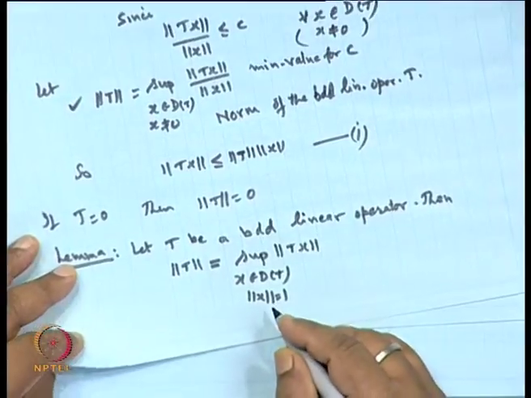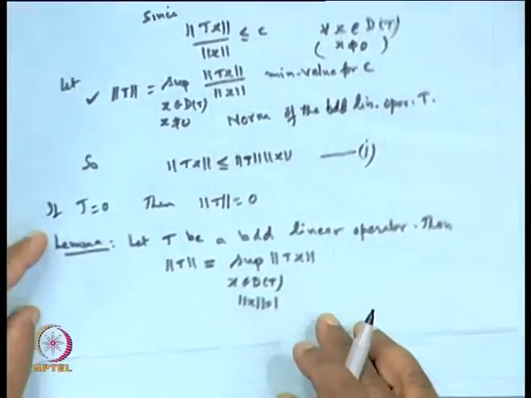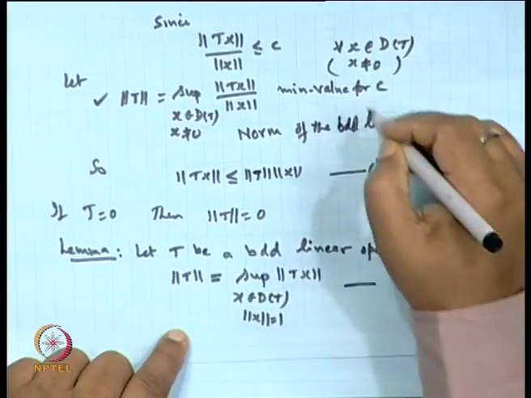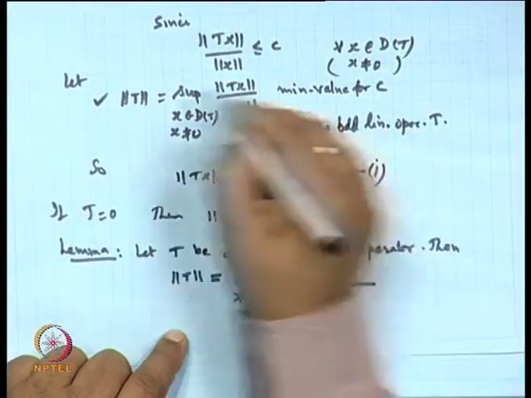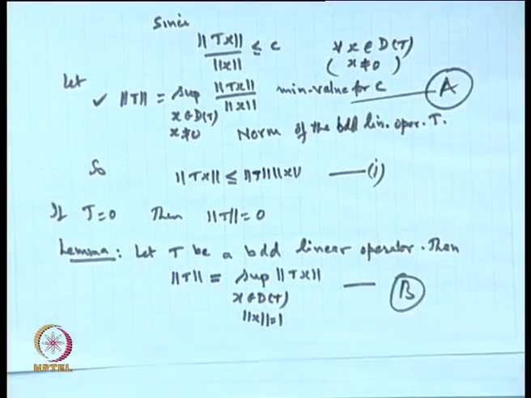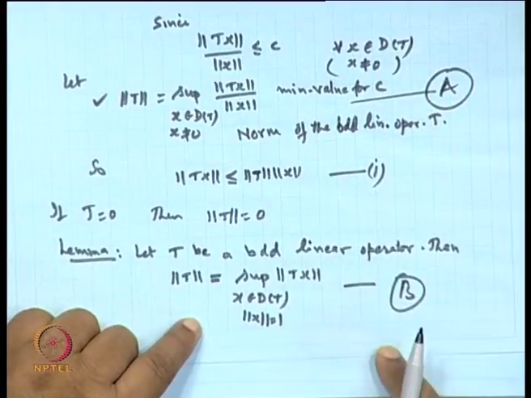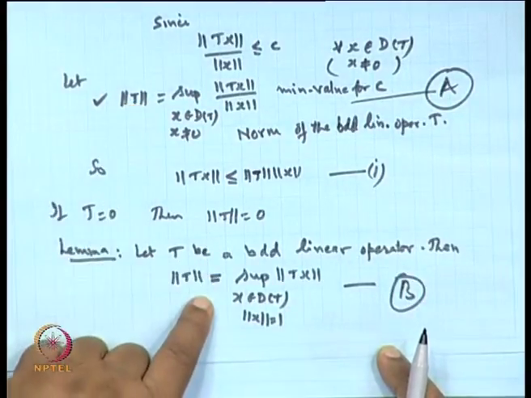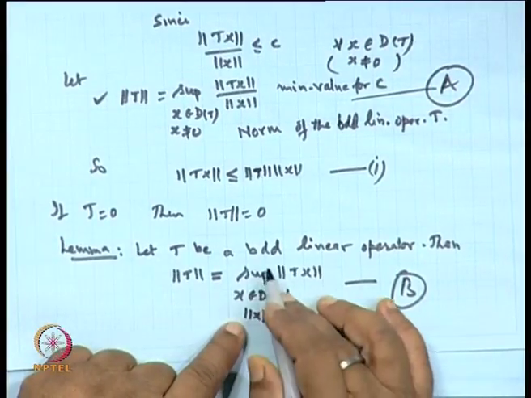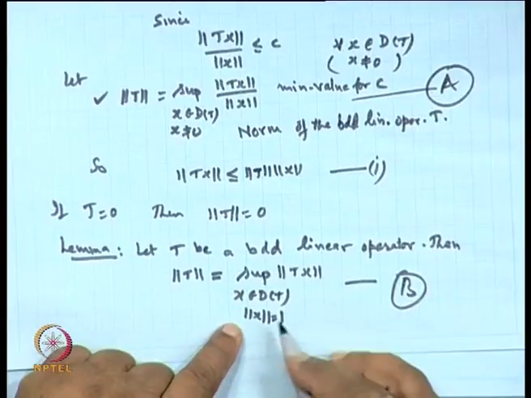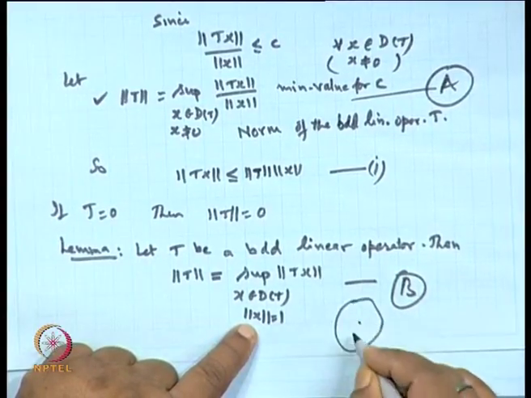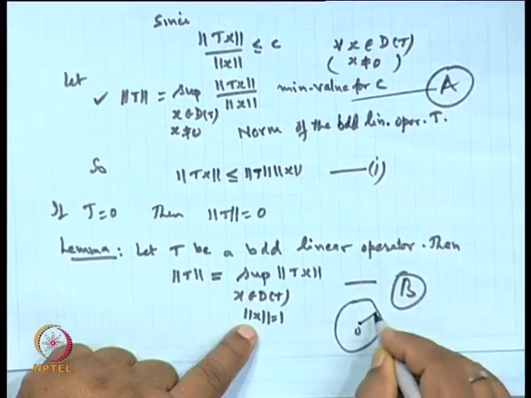Norm of x is equal to 1. Look at the definition assigned by A and the definition of norm given by B. This suggests that the norm of an operator T is basically obtained by choosing the supremum value at all the points x which are on the unit circle, centered at 0 with radius 1.